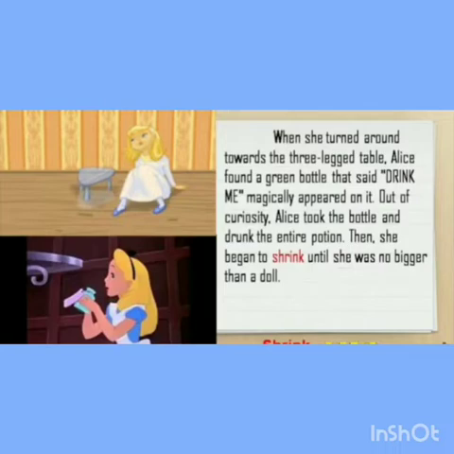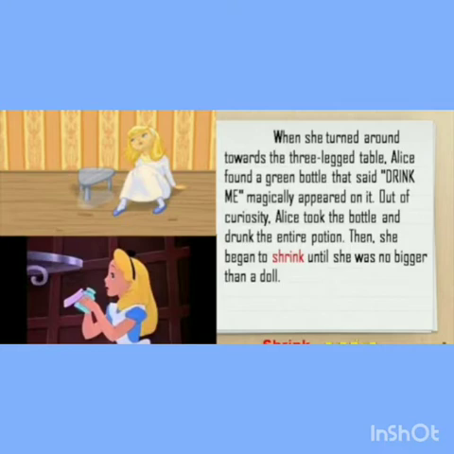See the next one. When she turned around towards the three-legged table, Alice found a green bottle that said "Drink me" magically appeared on it. So again she is turning and seeing the three-legged table. On that table she could find a green bottle. The bottle was there, and what is written on it? "Drink me." That is what they have written. So out of curiosity or interest, what is she doing? Alice took the bottle and drank the entire portion. She is taking that bottle and drinking.